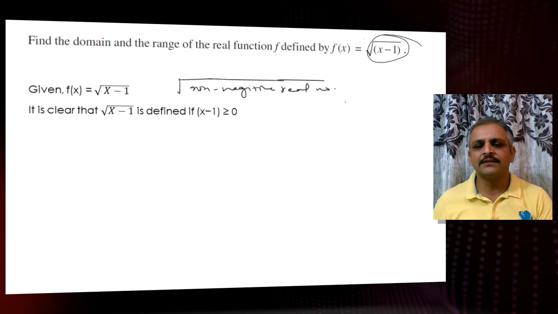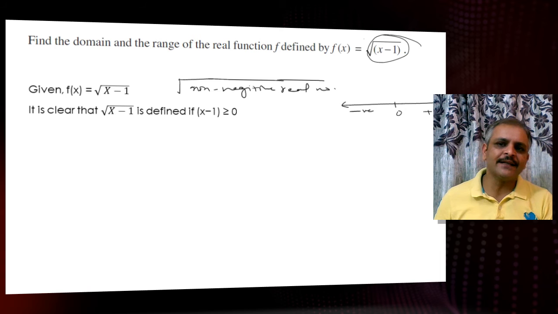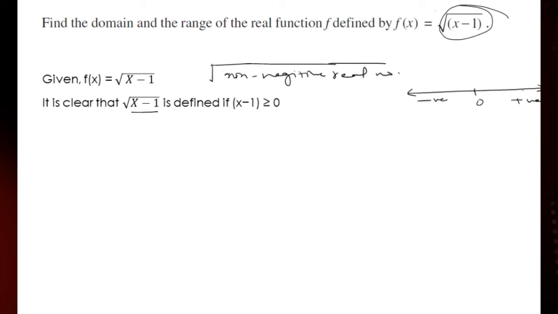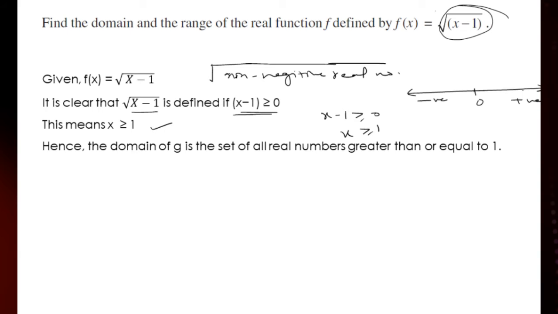Non-negative real number means, see, we have three types of real numbers, either 0 or positive or negative. If I say non-negative real number, it means either 0 or positive. So the value of x minus 1 should be either 0 or positive. If I simplify this, if I take x minus 1 is greater than or equal to 0, x will be greater than or equal to 1. So our domain will be the set of all real numbers greater than or equal to 1, which I can write like this, from 1 to infinity. So that is my domain.